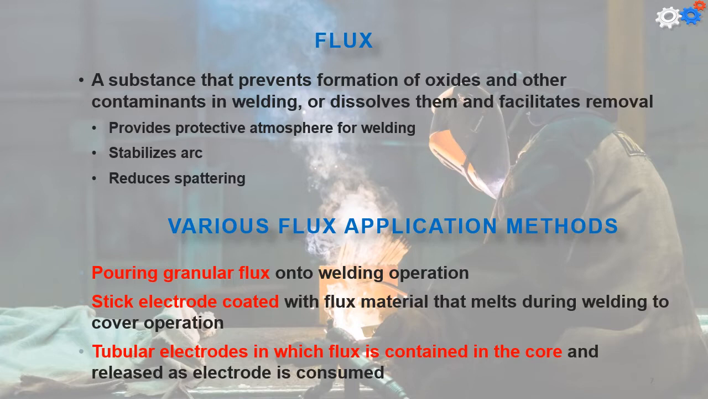The various flux application methods are pouring granular flux onto the welding operation, or using a stick electrode coated with flux material that's melted during the welding to cover the operation, or using tubular electrodes in which the flux is contained in the core and released as the electrode is consumed.